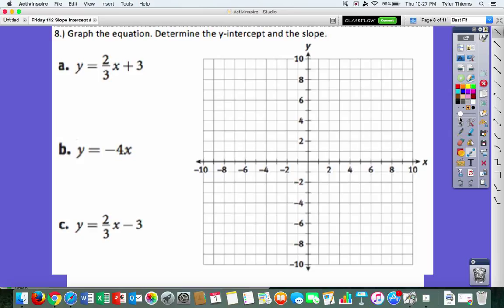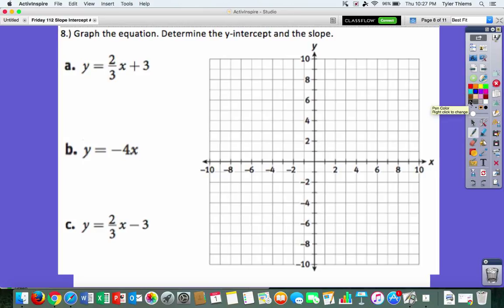Okay, now this last one. What we have here on number 8A is the equation given to us. We need to identify our m, our slope, which in this case is this number, which is always attached to the x. So our slope is 2 over 3. And our y-intercept, our b, is equal to 3.